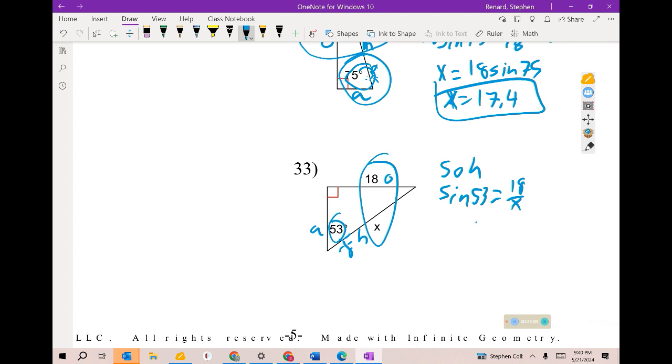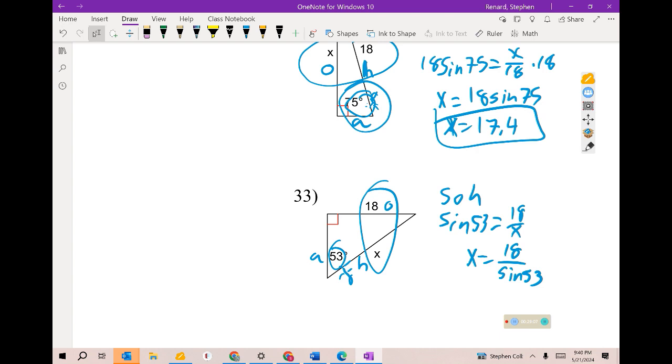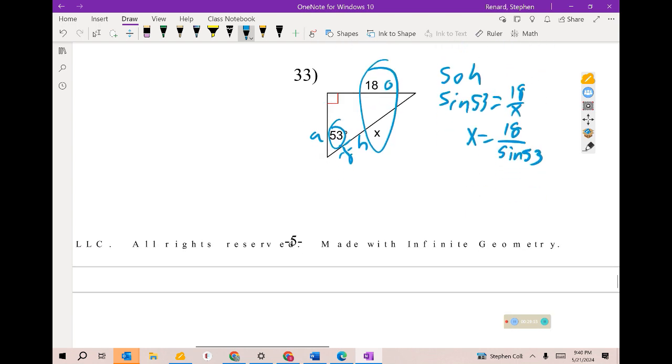Again, this is something I showed you how to do. So when I have the x in the numerator, I do the known side times the trigonometric ratio. When what I'm looking for is in the denominator, I go x equals known side divided by the trigonometric ratio. So all we do is we go 18 divided by the sine of 53, and that's going to give us 22.5.